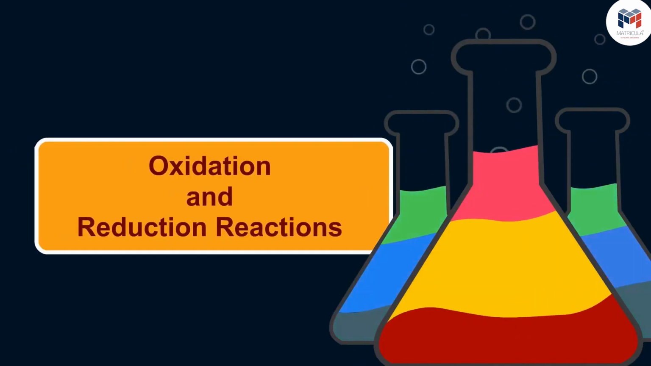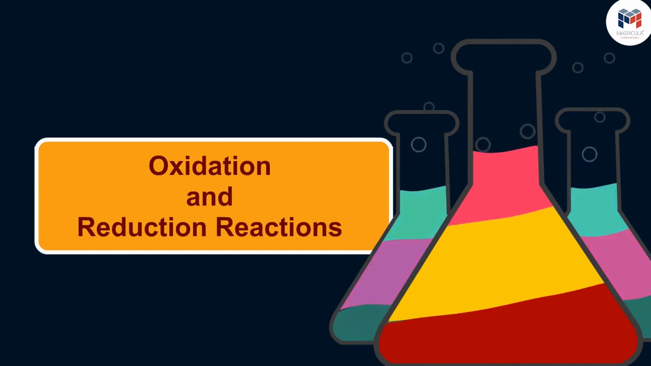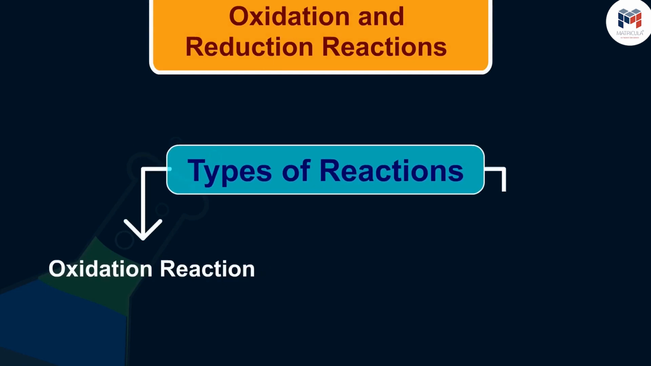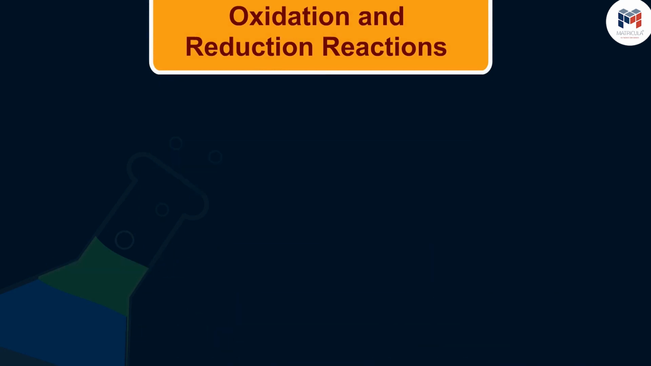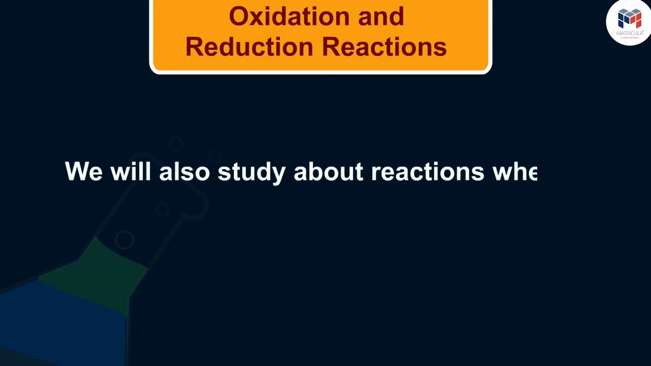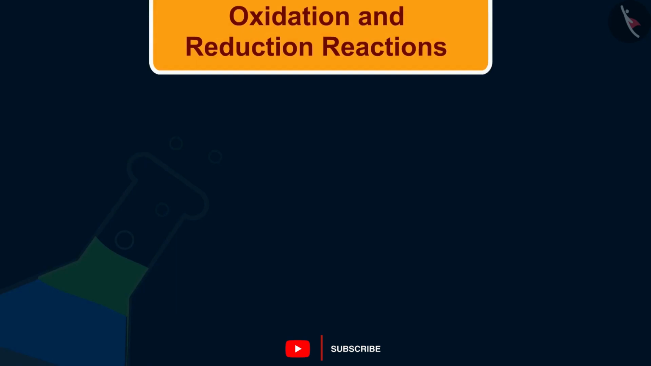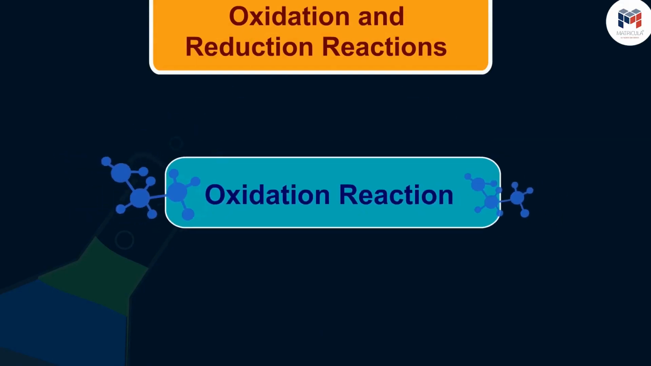The topic that we are going to cover in this session is oxidation and reduction reactions. Friends, as you know, there are a number of types of reactions. Oxidation and reduction reactions are the types of reaction that we are about to study. We will also study about reactions wherein oxidation and reduction occurs simultaneously. Let us now begin with our topic, which is oxidation reaction.